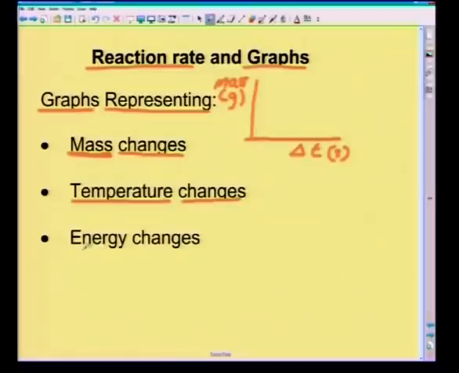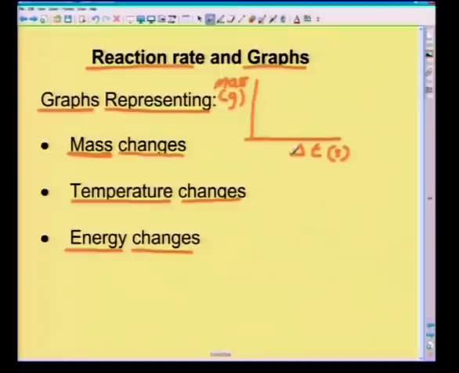Okay, and then we will also look at graphs representing energy changes. Okay, now energy changes, again, course of reaction or the time it takes for the reaction to take place, and we're looking now at what change in energy is happening from reactants to products. And then in that way, up here we'll be having energy in joules or kilojoules, or joules per mole or kilojoules per mole, and then here we'll be having the time or the course of reaction.